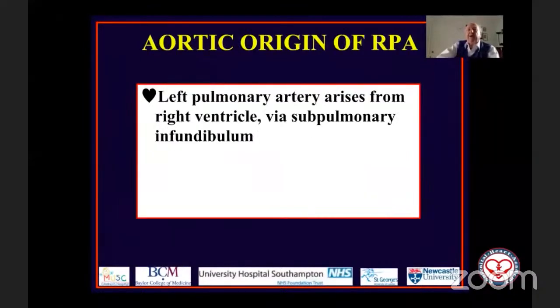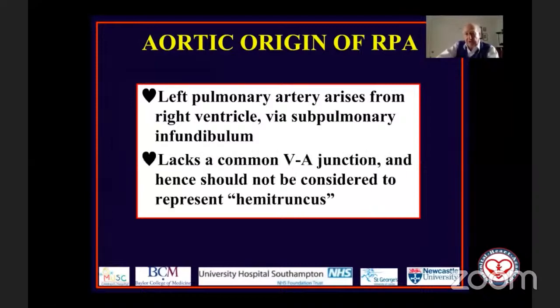And then we must also think about aortic origin of the right pulmonary artery. In this setting, the left pulmonary artery arises from the right ventricle, and it is doing so through a subpulmonary infundibulum. So this is not a common ventricular arterial junction. So please do not call origin of the left pulmonary or origin of the right pulmonary artery from the aorta hemitruncus, because the essence of what we are talking about, and what many of you still think of as truncus, is the commonality of the ventricular arterial junction.